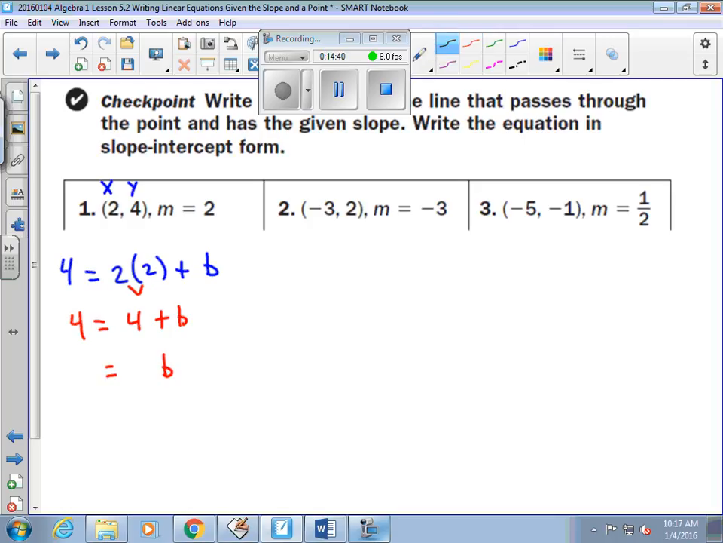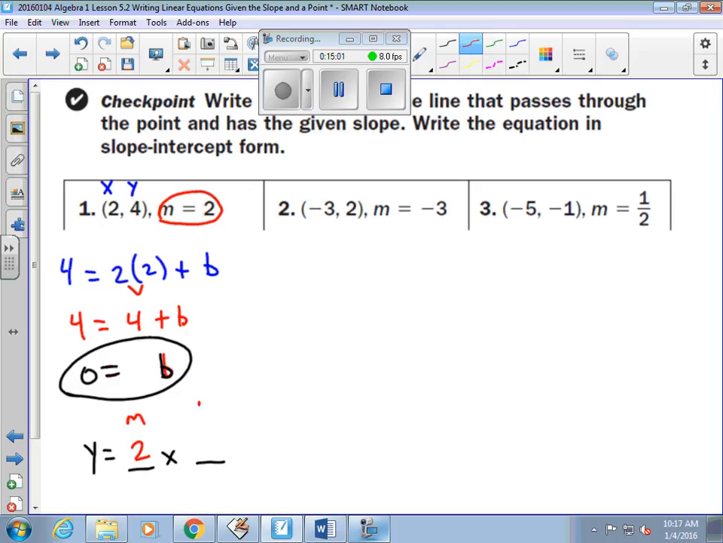b then is equal to 0. So you have a y-intercept. You are already given a slope. So your equation then is y equals mx plus b. Your m value originally was 2. So in place of m, 2x, and your b value we just found is 0, plus 0. There's no reason to write plus 0, so our equation is simply going to say y is equal to 2x.